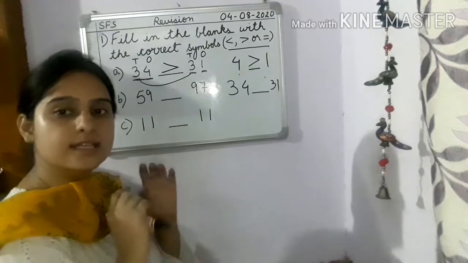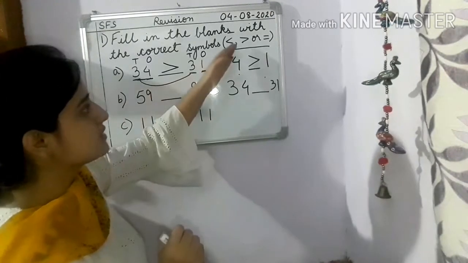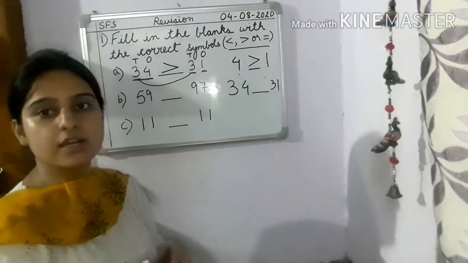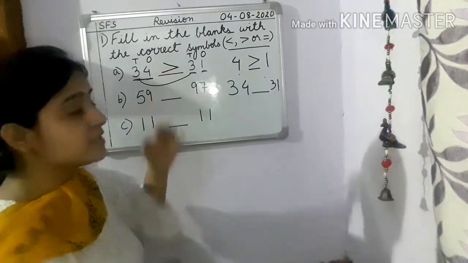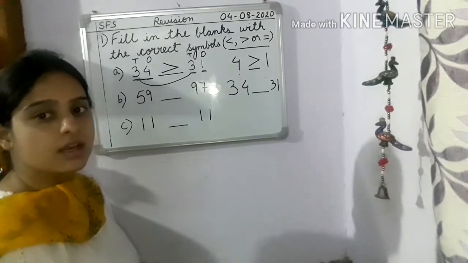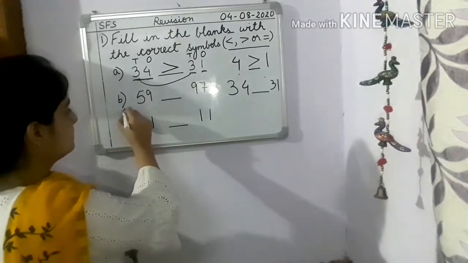Is it clear? This is how we compare the numbers while putting greater than, smaller than or equal to sign. Clear? So you can do this in your copy, children. Let's move to our next question. B.